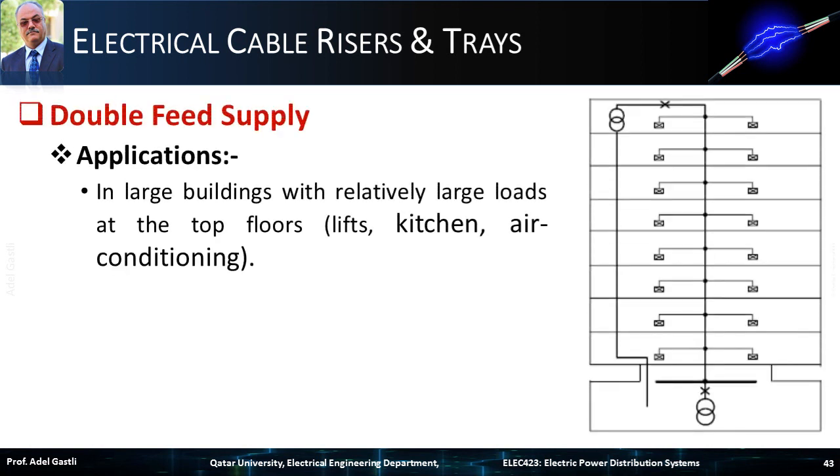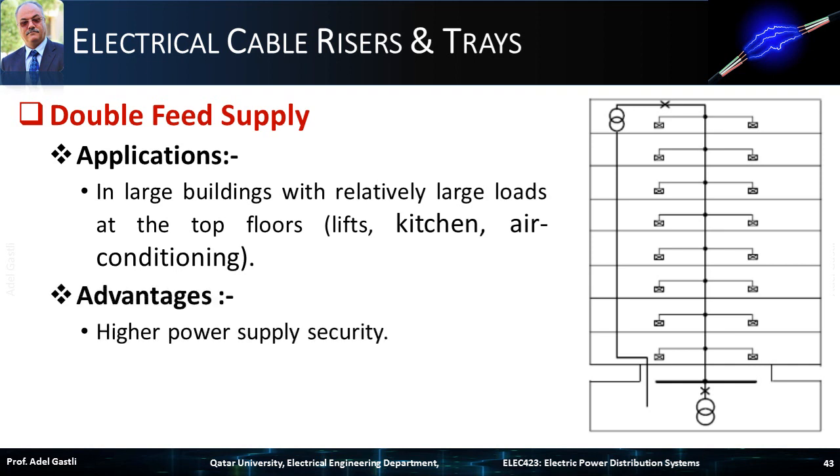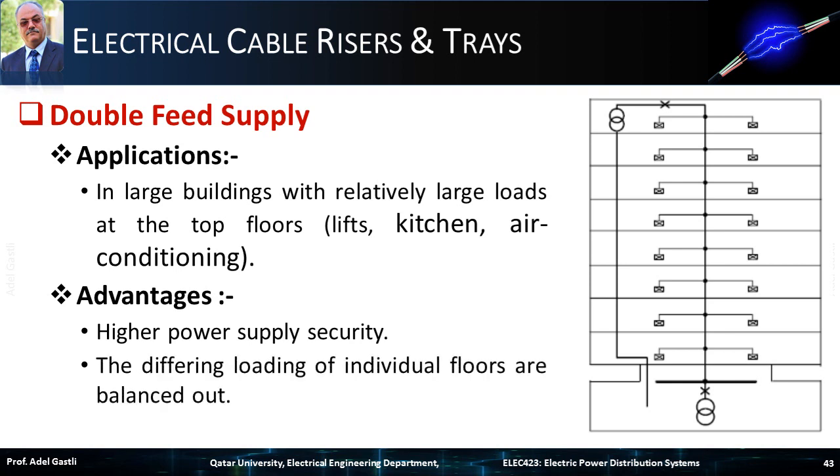Finally, the double feed supply is applied in large buildings with relatively large loads, at the top floors, such as lifts, kitchen, and air conditioning power unit. It has the following advantages. Higher power supply security. The differing loading of individual floors are balanced out. And smaller low voltage distribution board is required.